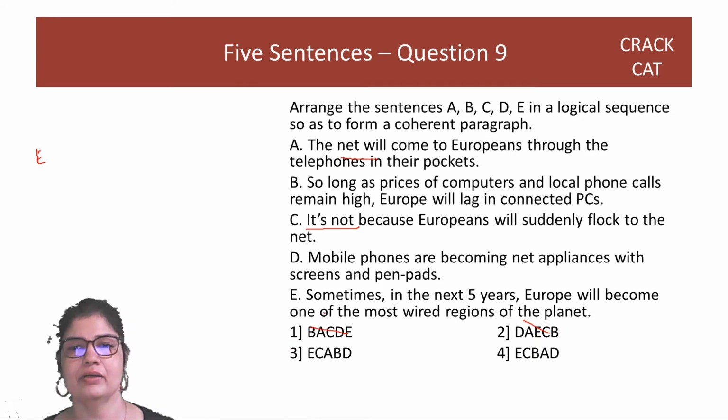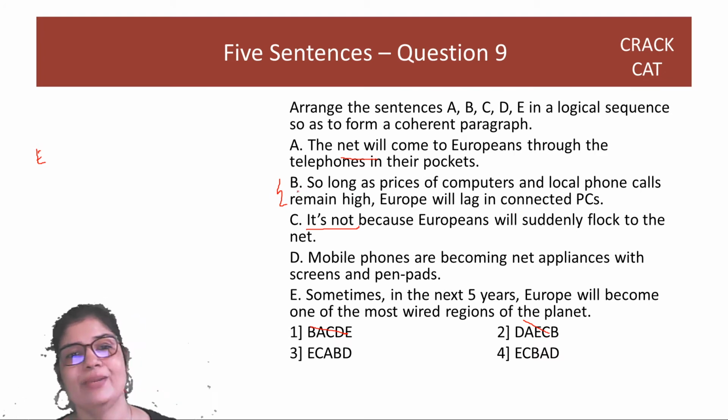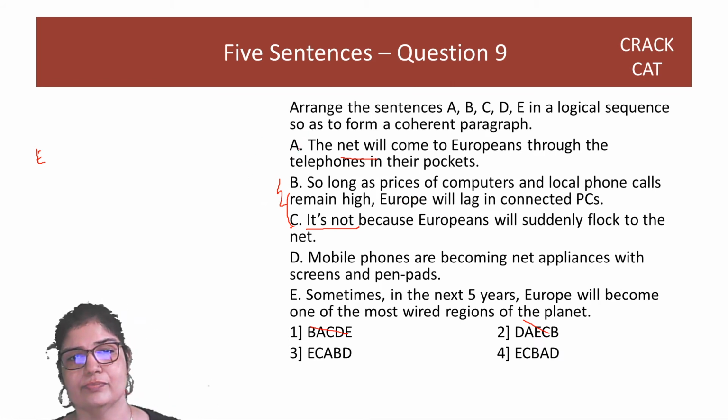Right? And you can see, it's not because Europeans will suddenly flock to the net. Then it's very tempting to say it is A, E, C, A. But then B is left hanging in the middle, B and D. So long as local phones, Europe will lag in connected PCs. B is actually explaining C, guys. So it's not because Europeans will suddenly flock to the net. No, Europeans will lag behind. Then you explain the net will come to the Europeans. So it has to be E, right?